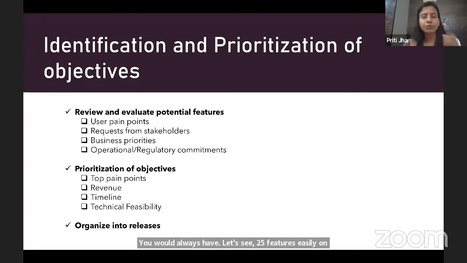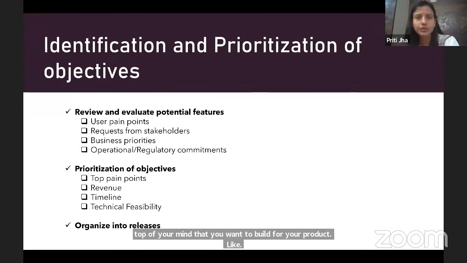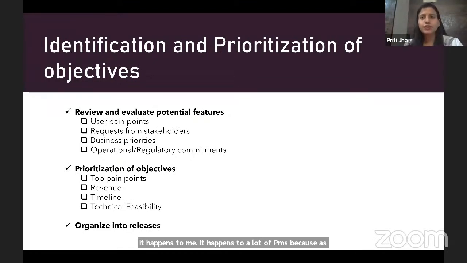It happens with me, it happens with a lot of PMs, because as product builders, we want to achieve everything. We want the product to do everything possible. But then you cannot do that, right? And that's where the prioritization of your objectives comes in. What is it that you want to prioritize, put in the roadmap to achieve the goal? Therefore, the first aspect which comes into play is reviewing and evaluating potential features.